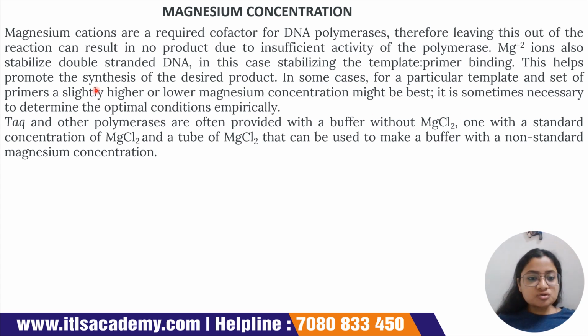Mg2 plus ions also stabilize double-stranded DNA, in this case stabilizing the template primer binding. This helps to promote the synthesis of the desired product. In some cases, for a particular template and set of primers, a slightly higher or lower magnesium concentration might be best. It is sometimes necessary to determine the optimal conditions empirically. Taq and other polymerases are often provided with a buffer without MgCl2, one with a standard concentration of MgCl2, and a tube of MgCl2 that can be used to make a buffer with a non-standard magnesium concentration.